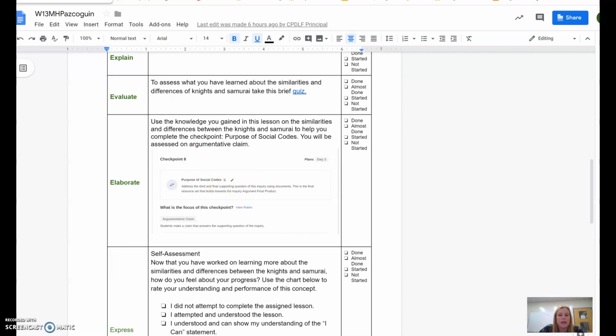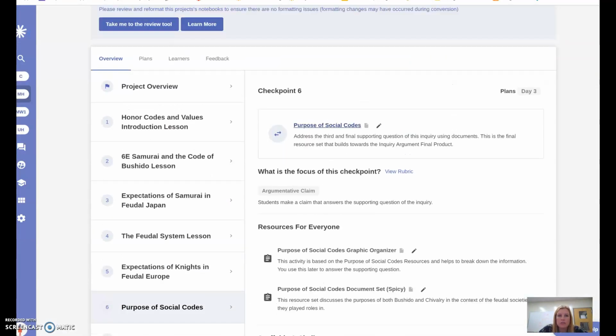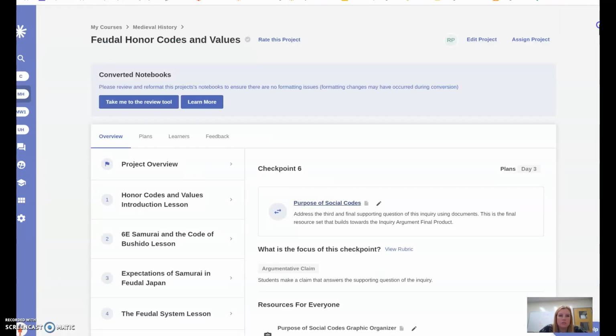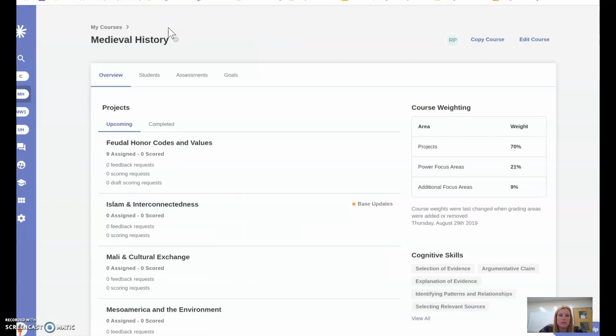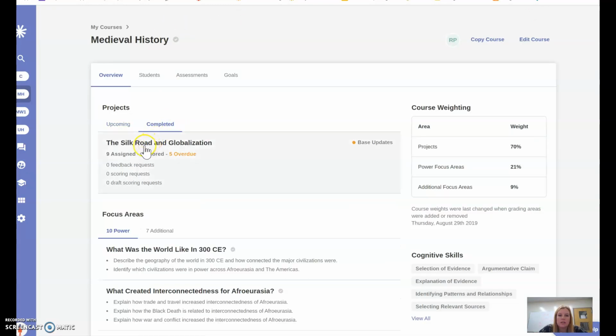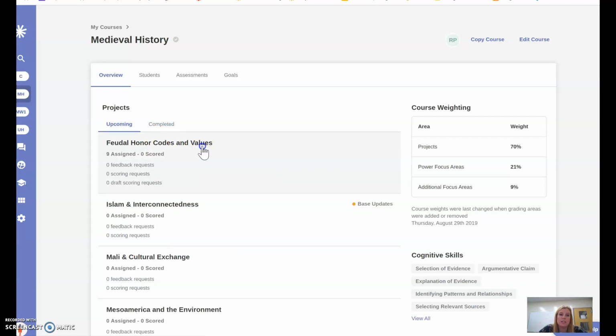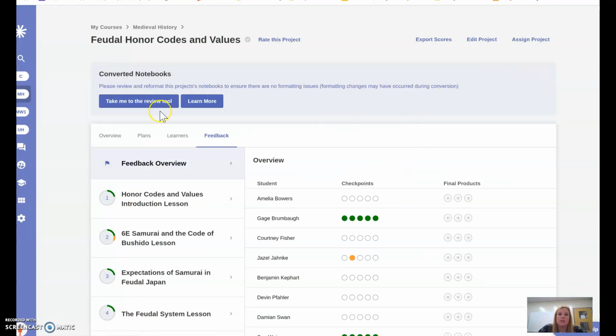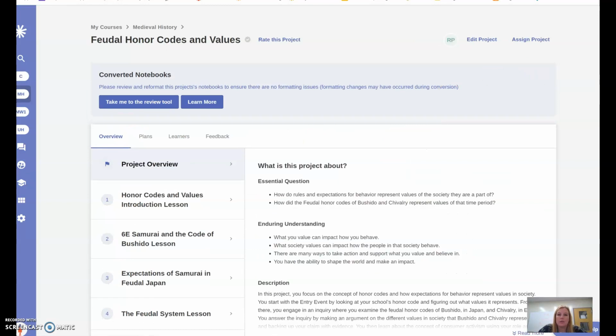So let's go and look at that. This is where we are right now. We're on our second project, and for those of you who haven't done it, the Silk Road and Globalization was due October 25th, so you're now about a month behind. Now, there's just a few of you, but you really need to get caught up because it's really hard to come back when you get too far behind.